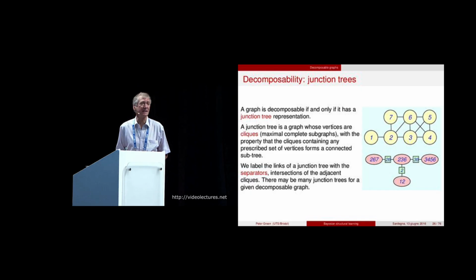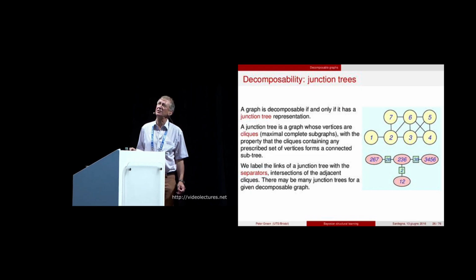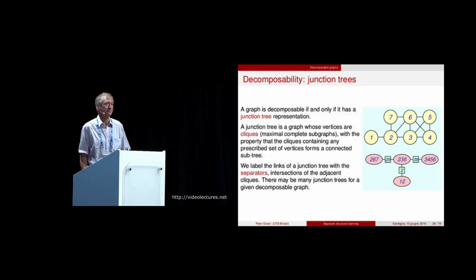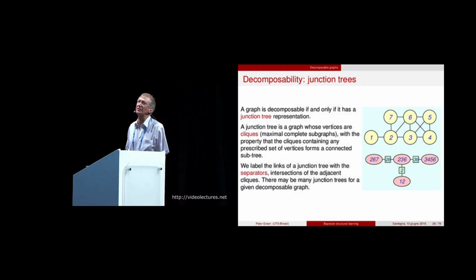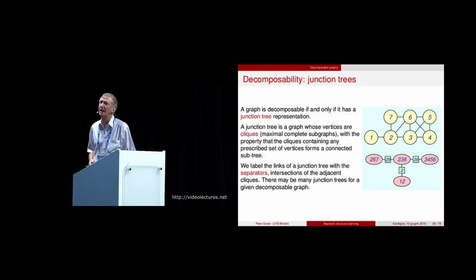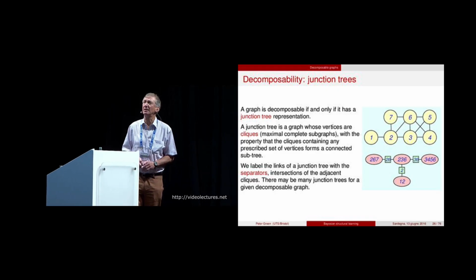And I've connected them up in a tree. The tree is called a junction tree. And if you just mentally choose one of these 7 vertices, 3 for example, and look at where 3 lies in this picture, you'll find that the 3s are all connected. And that doesn't just work for 3. We label the links of the tree with what we call separators. They're the intersections of the adjacent cliques. So 2, 6, 7 and 2, 3, 6. The intersection is 2, 6. And you can spot the 2, 6 as the boundary between 2 of the cliques in this picture here. And these objects, these junction trees, for a given decomposable graph, they're not unique. There may be many of them.